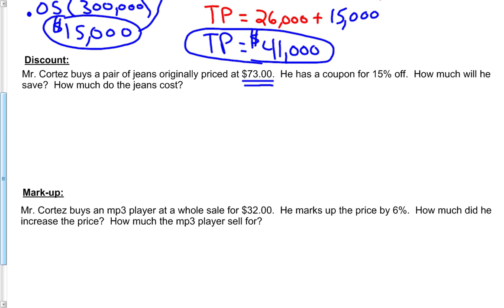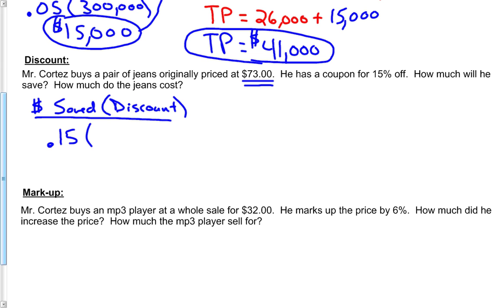Well, how much does he save? The first part of this, put dollars saved. Well, that's the same thing as discount, so we want to figure that out. Now again, discount is given to us as a rate, so we're going to do the same thing. We're going to take that rate, 15%, divide it by 100 to get 0.15. We're going to multiply that by the original cost of the item. So in this case, the original cost of the jeans, $73.